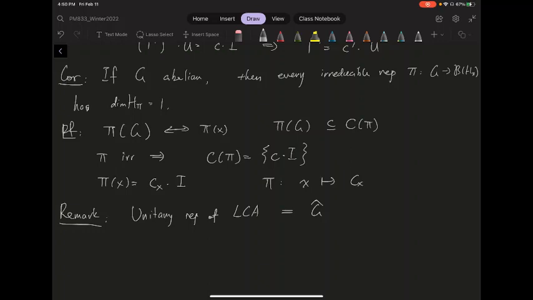So for non-abelian groups, the dual group, as we see, is usually very small. So the idea behind all this is that the unitary representation is going to replace the role of the dual group for this analysis on the non-abelian groups.